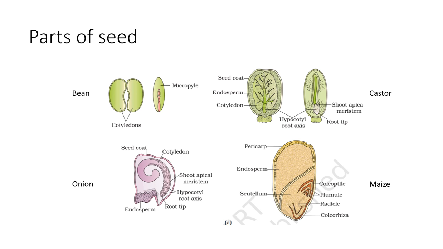So maize grain is a monocotyledonous endospermic single-seeded dry fruit called caryopsis. And this is the maize. We have already done this example earlier, that it is the most common example of monocotyledonous seeds. It has only one cotyledon, and plumule is covered by coleoptile and radicle is covered by coleorhiza.